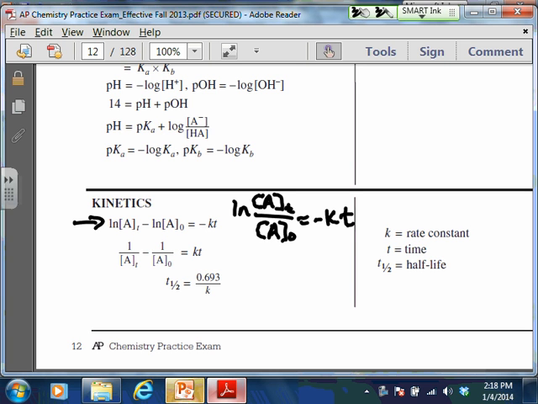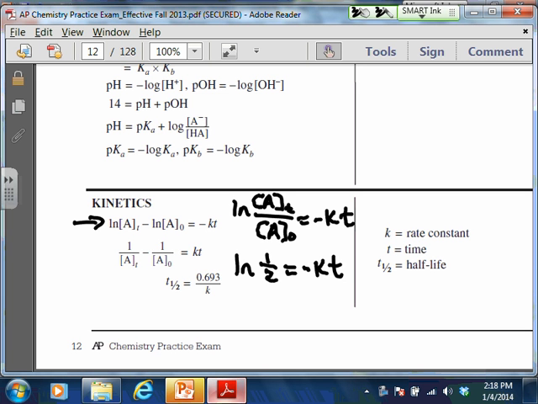Now, we can relate the concentration of A at time t to the concentration of A at time 0 for solving for half-life. Because in a half-life situation, our final concentration has dropped to 1/2 of the original concentration, right? A really simple way to do this is to plug in some numbers. Let's say our original concentration was 2 for our A0. That would make our final concentration 1. So no matter what numbers we plug in, we end up with the natural log of 1/2, and that's equal to negative kt.